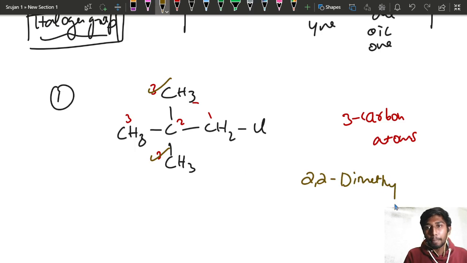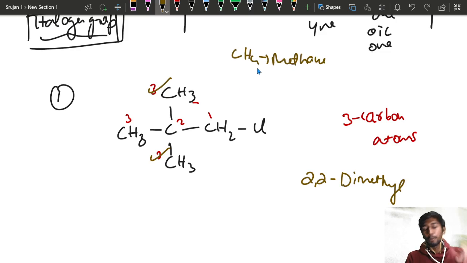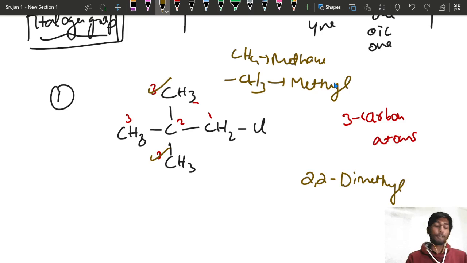Those are called methyl groups. CH3. What is CH4? CH4 is called methane. If you remove one hydrogen atom, it will be a CH3 bond, and that will be called a methyl. It follows the same for every alkyl group: methane, propane, butane, pentane, everyone. Next, this is called 2,2 dimethyl.